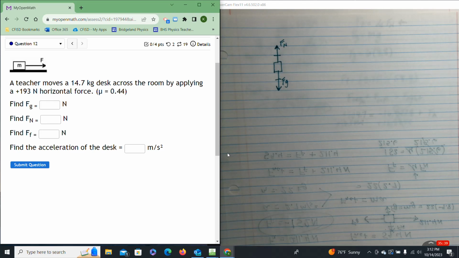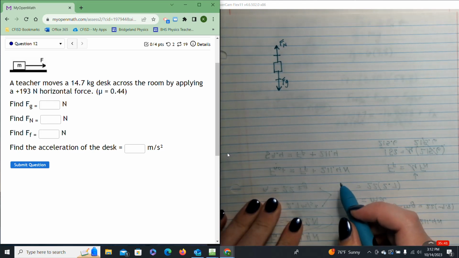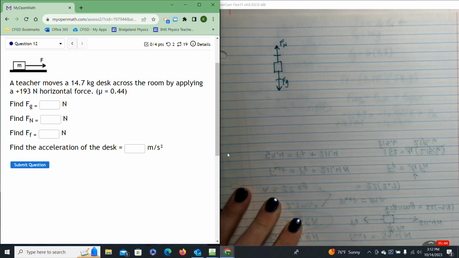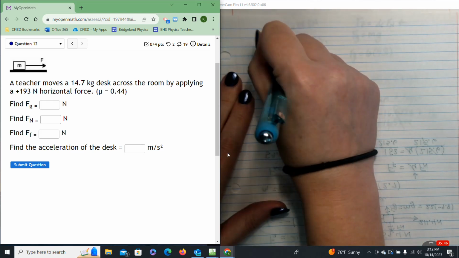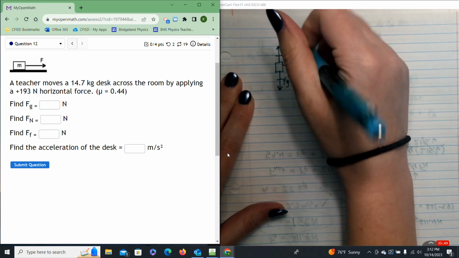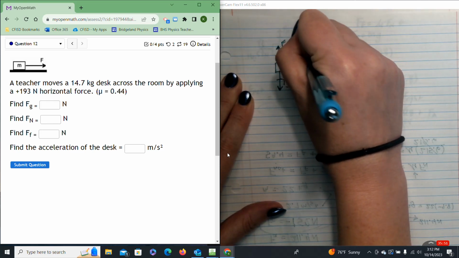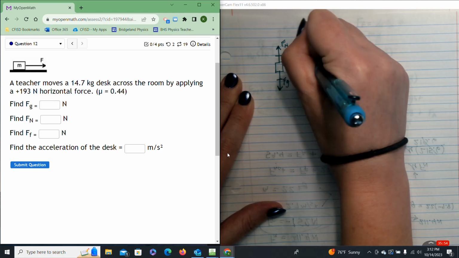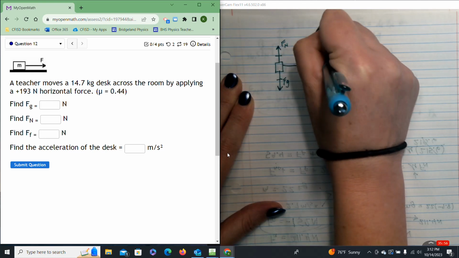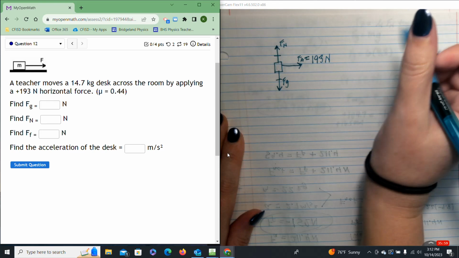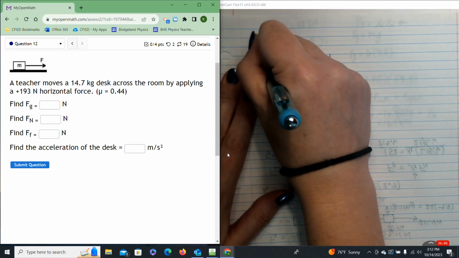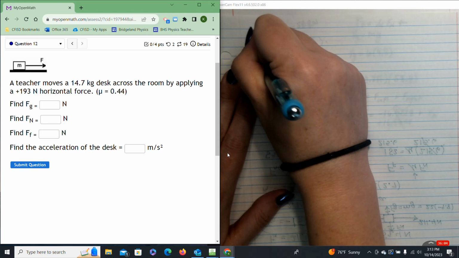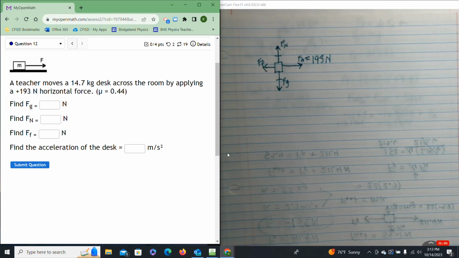I know that the teacher applies a positive 193 Newton horizontal force, and in the picture they've already even drawn that for us. That is this force that is going off this way to the right. That applied force, Fa, is equal to 193 newtons. And I know, because there's a coefficient of friction provided to me, that I'm going to have some amount of friction. So that's what I have in my diagram. We're going to be finding all these pieces anyway, so let's start with the ones that we have formulas for.